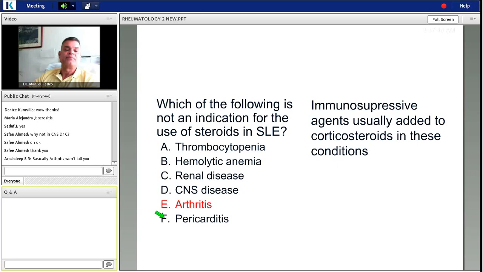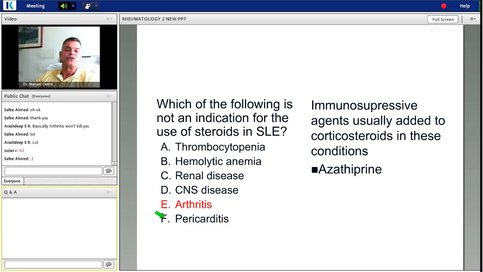They usually say that patients with arthritis, in rheumatology, the arthritis is not going to kill you. It makes the patient want to kill himself, but it's not going to kill them, right? It's always known that the arthritis is not going to kill the patient. Actually, it's most of the other stuff that's going to kill the patients. So you can use immunosuppressive agents if the steroid by itself doesn't work for those conditions, okay?